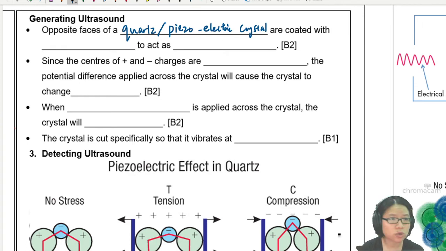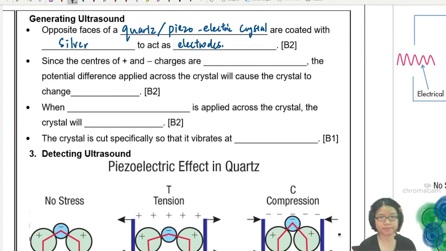are coated with silver to act as electrodes. So the silver coating itself is your electrodes. Okay. And the second point is a little bit hard to wrap your brain around, especially if you don't do chemistry, but let us write it down first.